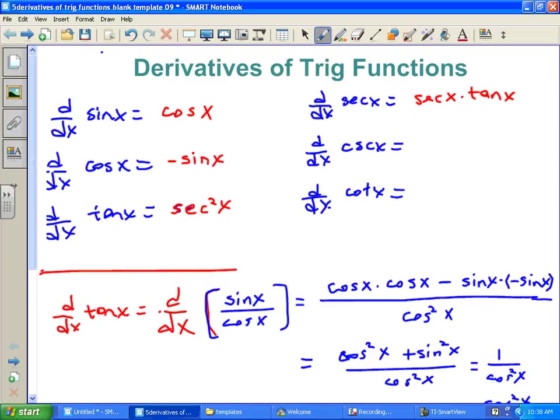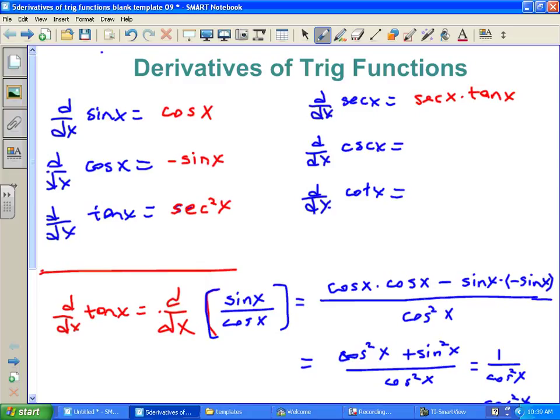For example, if you knew the derivative of sine was cosine, to get the derivative of cosine, you look at that right-hand side. Instead of cosine, you make it a negative and switch it to its cofunction, make it a sine. So for example, if you know the derivative of tangent is secant squared, let's take a guess as to what you think will be the derivative of cotangent.